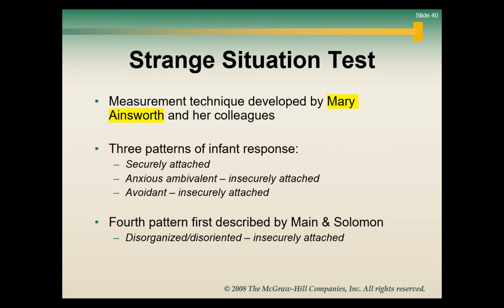So Mary Ainsworth designed the experiment for the strange situation test. Our textbook provides three different patterns of attachment: securely attached, anxious-ambivalent attached, and avoidant attached. I think I have another chance to explain attachment theory with Mary Ainsworth.